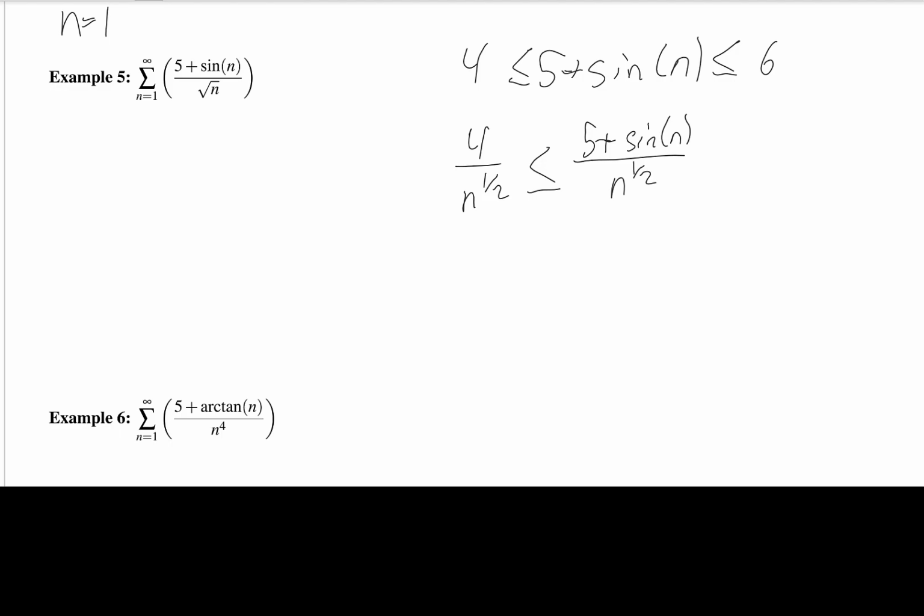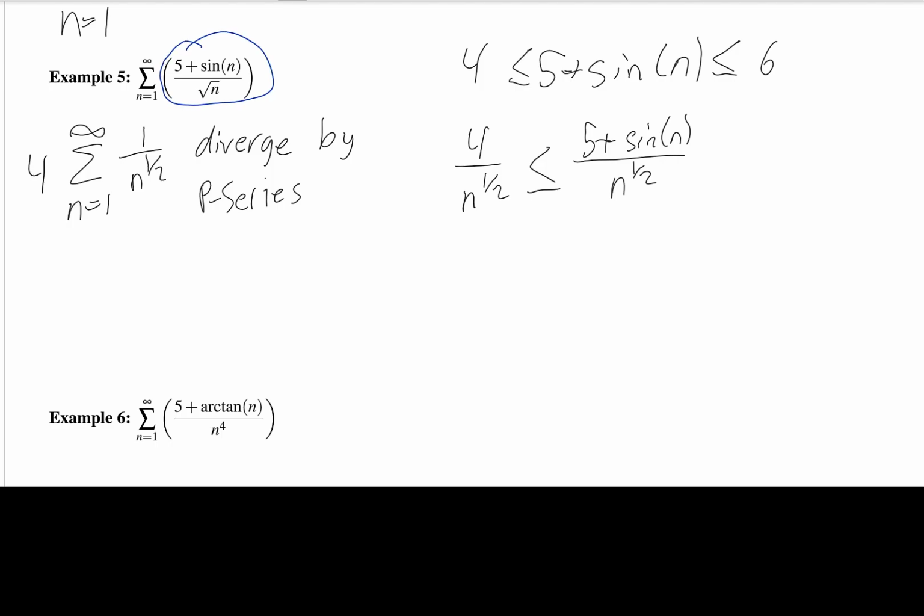Well, again, we can rewrite that part on the left, so we're going to have 4 times the sum from n equals 1 to infinity of 1 over n to the 1/2, and we know that this is going to diverge by our p-series test, which tells me that our original series must also diverge. And this is going to diverge again by the comparison test.